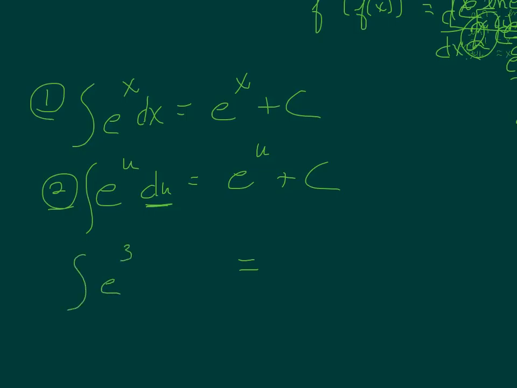But if we have e to the 3x plus 1 dx, do I have the derivative of the exponent in my integrand? No. What do I need? 3. We need a 3, so if I'm going to have a 3 here, I need 1/3 out here. Now I have du. So our answer is simply 1/3 e to the 3x plus 1 plus c.